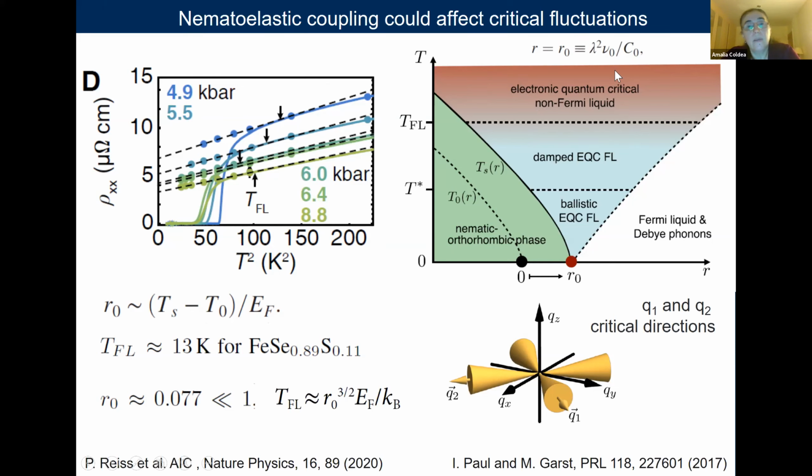At the same time, the transport properties are expected to show non-Fermi liquid behavior and then to cross over to Fermi liquid at low temperatures. And here, from the resistivity data under pressure, we detect a Fermi liquid temperature of about 13 Kelvin in this case. This allows us to estimate the potential coupling parameter between the electronic system and the lattice. And these are the values that we get, about 0.07 in this case.